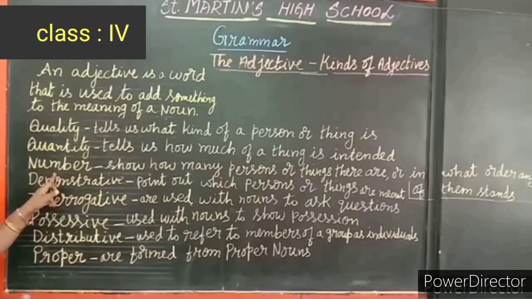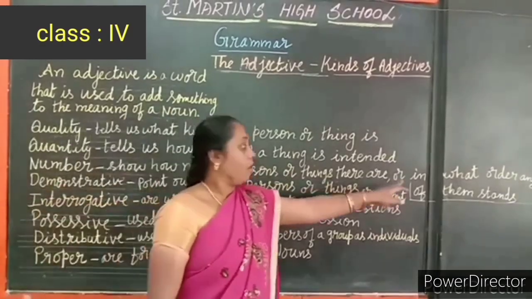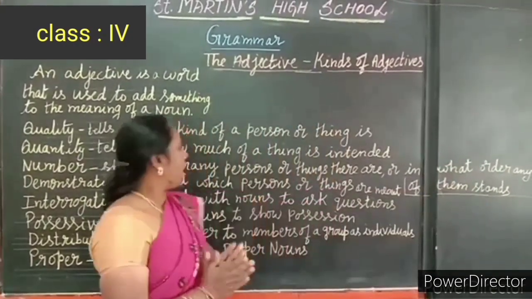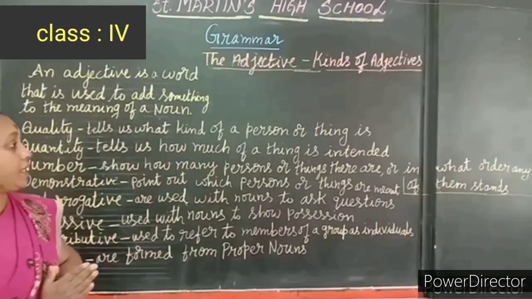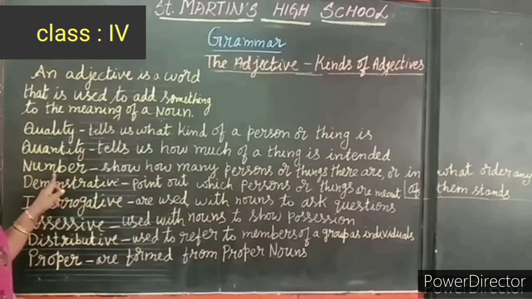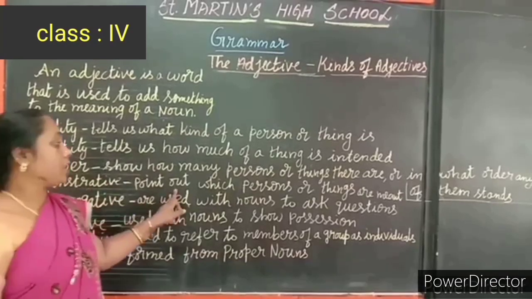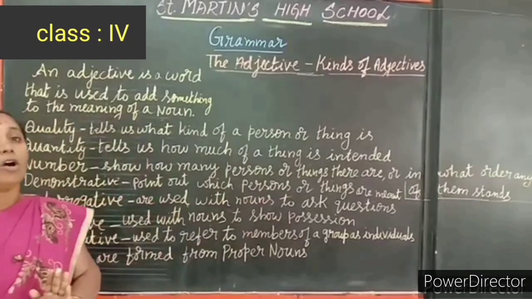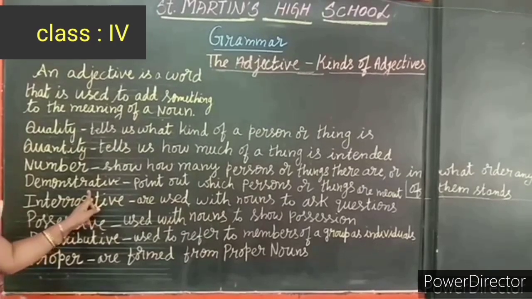Then adjective of number. It shows how many persons or things there are or in what order any of them stands. So it answers the question, how many. Next, demonstrative adjective points out which person or things are meant. It points out the person or thing that is meant. So it is known as demonstrative adjective.